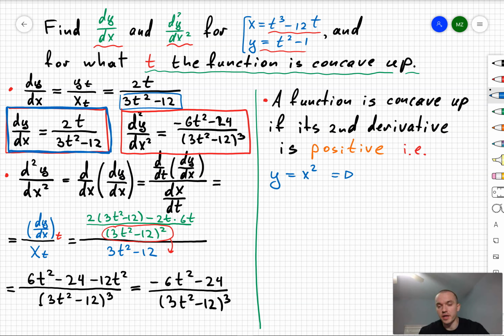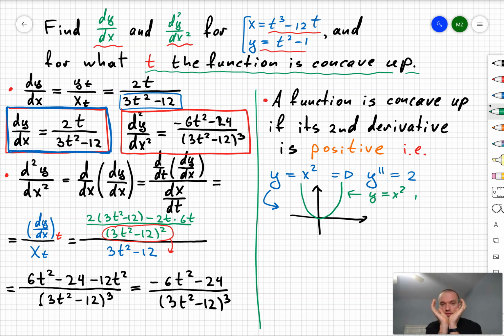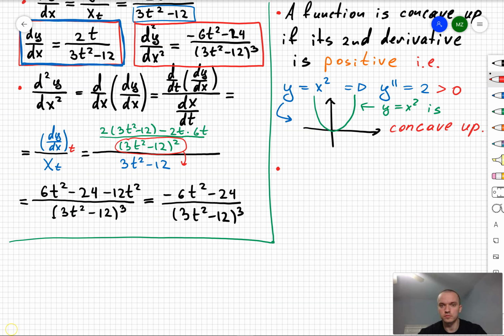Let's take y equal to x squared. Then you can see that y double prime is equal to 2. And y equal to x squared is a parabola that looks something like this. That form means concave up, so your function looks like a bowl. And you can see that y double prime is equal to 2, which is obviously positive. So our next goal is to figure out when our function is concave up, in other words, when our second derivative is positive.